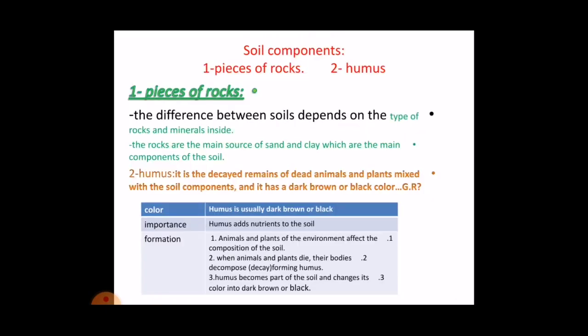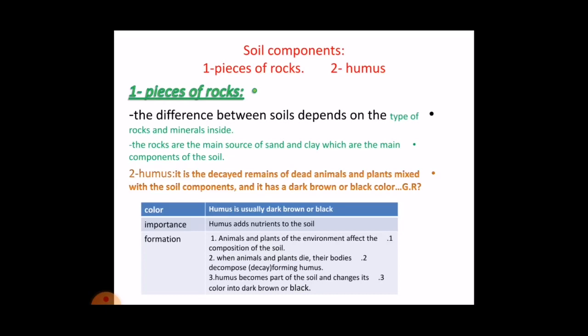From the soil components, pieces of rocks and humus. The difference between soils depends on the type of the rocks and minerals inside. The rocks are the main source of sand and clay, which are the main components of the soil.